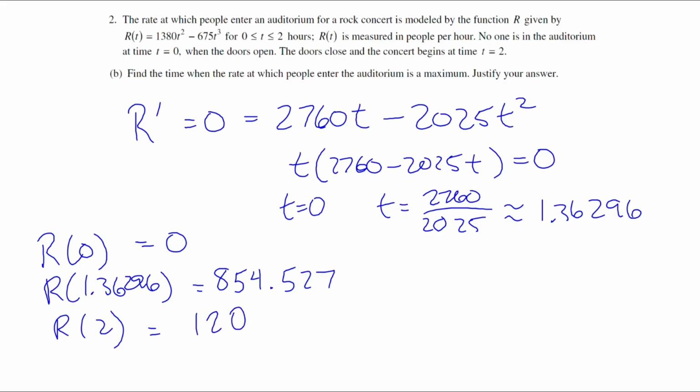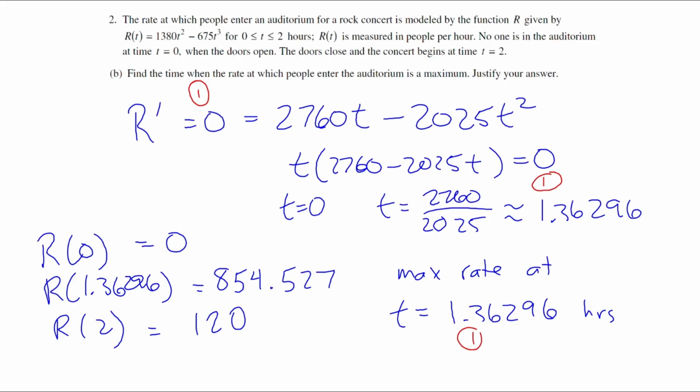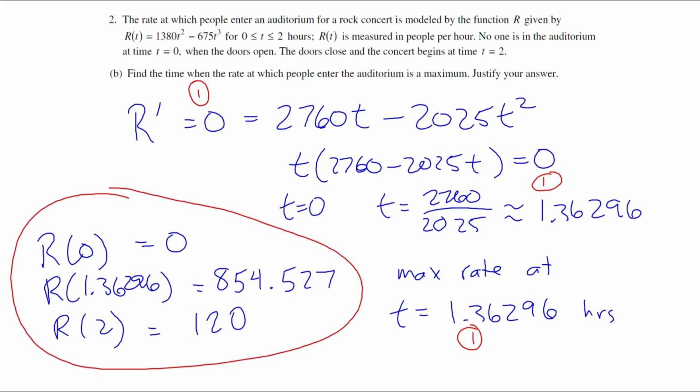So we can see that the rate is at a maximum, so we'll say max rate at t equals 1.36296 hours. And you got 3 points for that. 1 for just considering r prime equal to 0, 1 for getting this interior critical point, and 1 for saying that's the answer with some justification. Your justification is you tested the 3 possibilities.